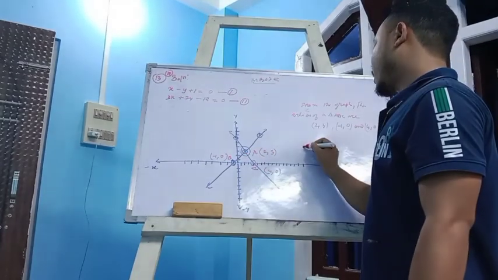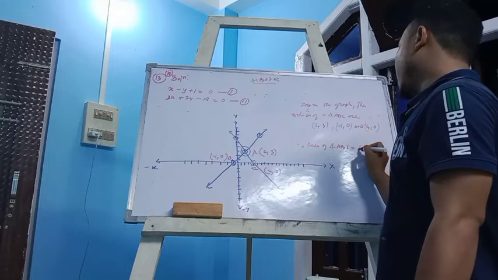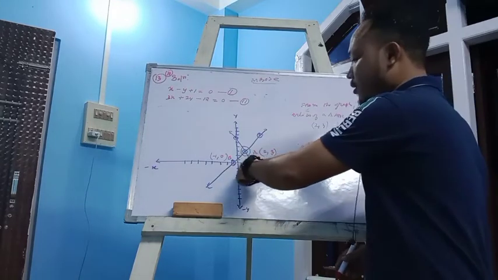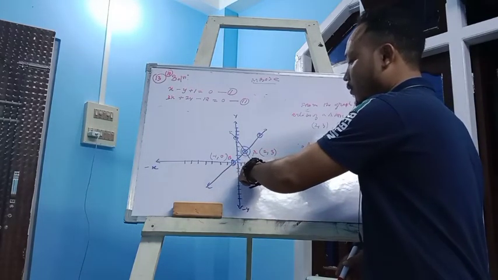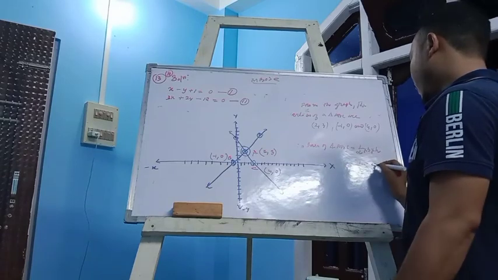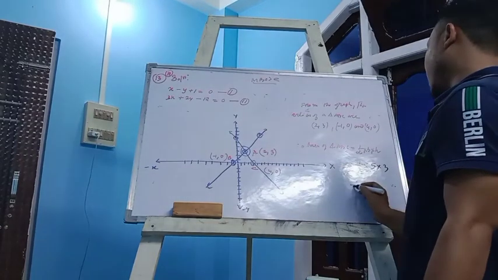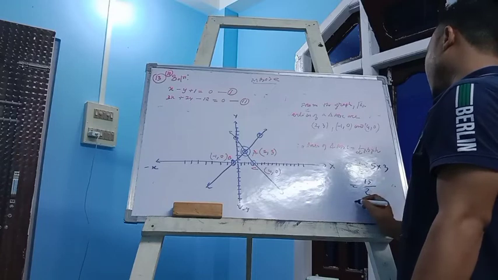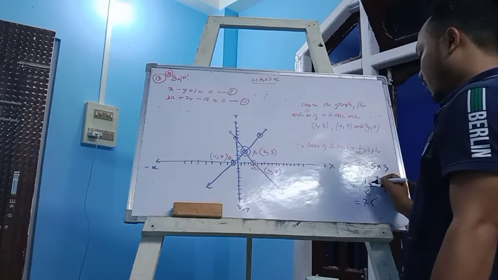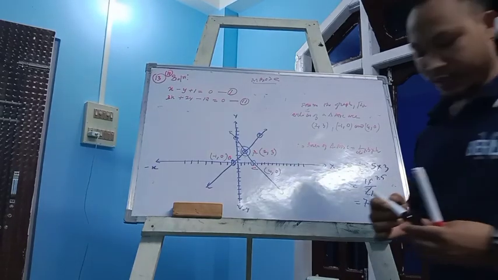So the area of triangle ABC: what is the formula? Half into base into height. The base of the triangle should be this one: 1, 2, 3, 4, 5. So base is 5, and height is 3. So you multiply 5 times 3, that is 15, divided by 2, so 7.5. So these are the required answers.